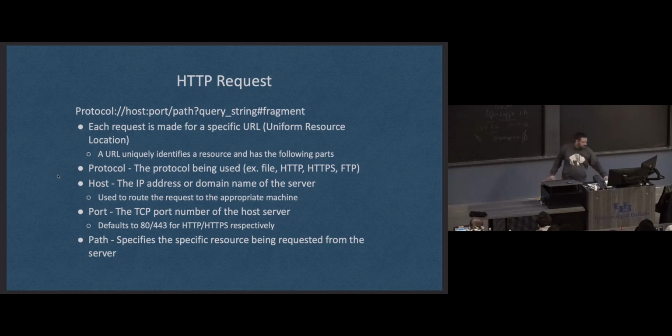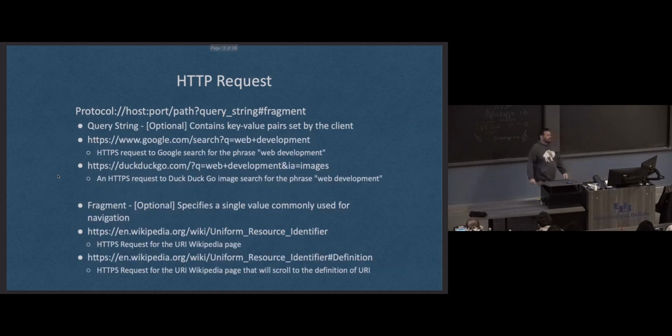Then the query string and the fragment are both optional. Kind of the path is optional, I guess. In my example, I didn't specify a path. If you don't specify a path, the path is just / or the root path. The query string and fragment are both optional. These are if you want to send extra information to the server through the URL directly.